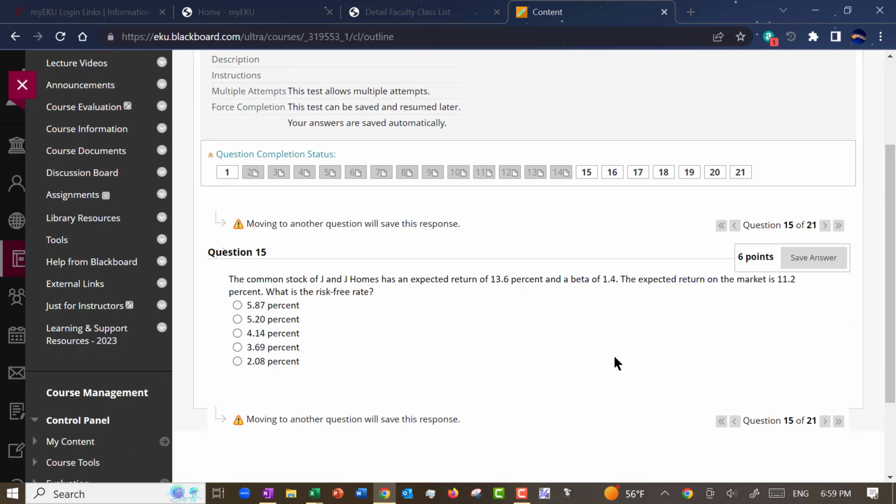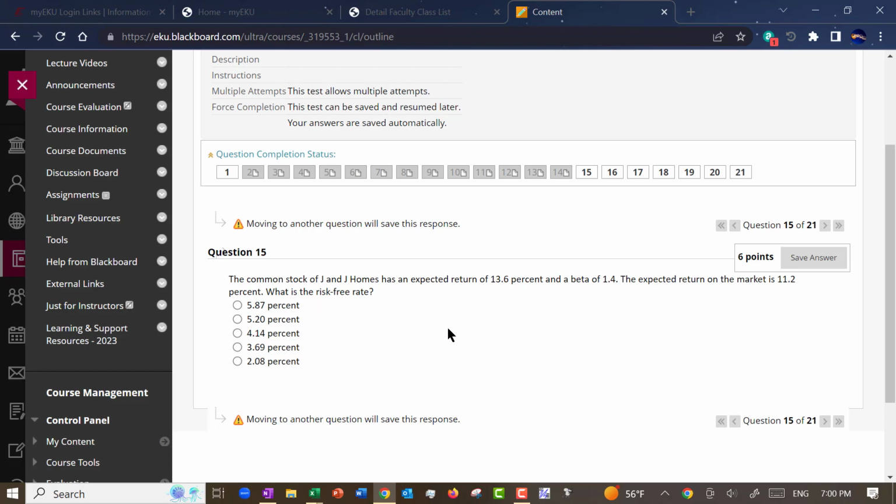All right, now let's do some numerical stuff. We've got a common stock of J and J Homes. I don't know who comes up with these names. They usually give these to graduate students at the school where the author is. These guys make up the names. There's an expected return of 13.6 and a beta of 1.4. The expected return on the market is 11.2%. What is the risk-free rate?